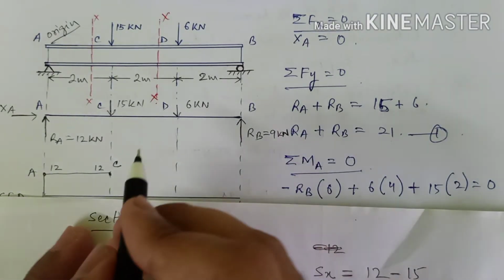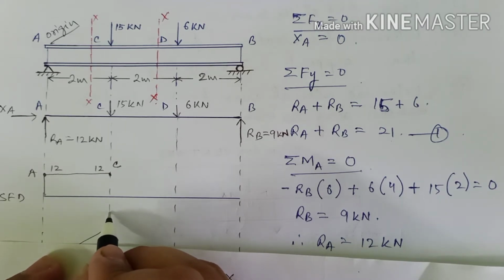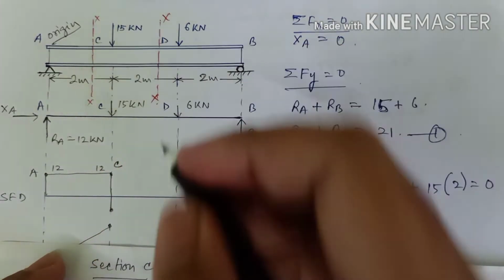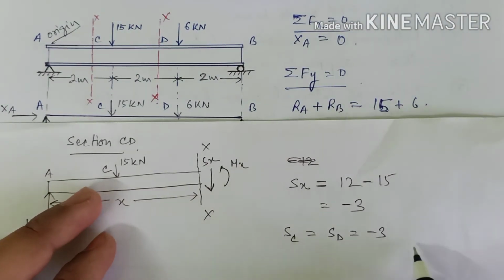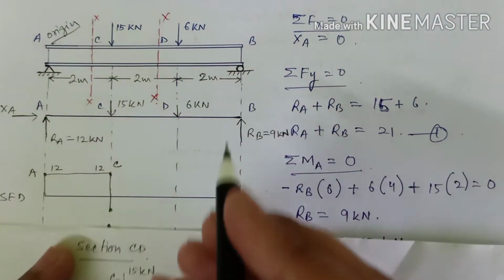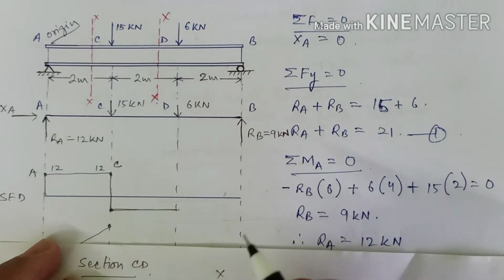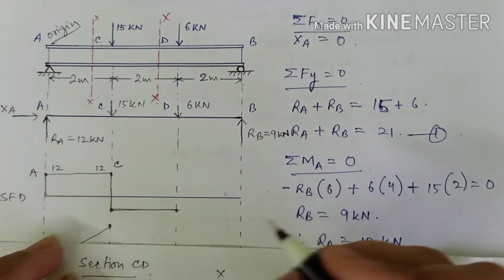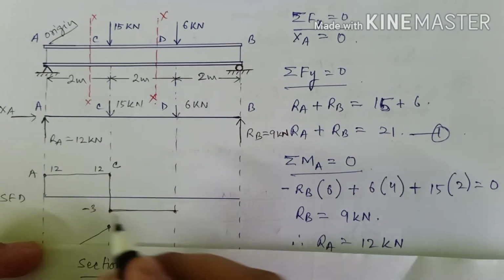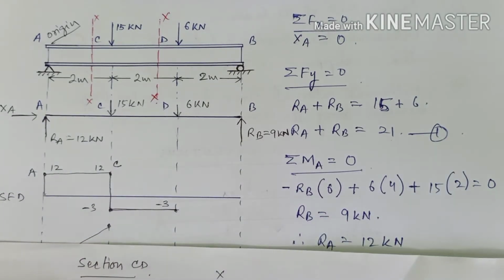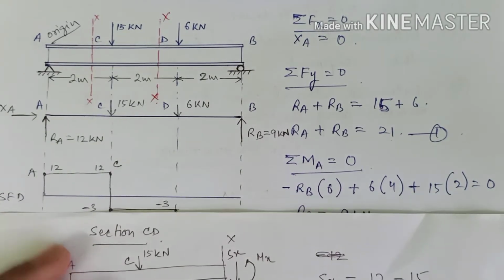Done, right? So shear force at C will be somewhere here, that is negative, so below the baseline, so join like this, okay, and it will be independent of x throughout the CD section. So it will be constant throughout the CD section, right? Here is minus 3, here also it will be minus 3. So this is also done. Now let us calculate the bending moments.